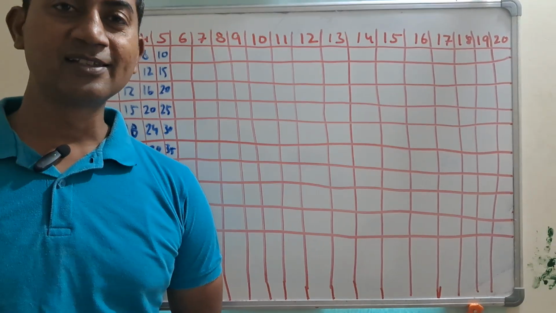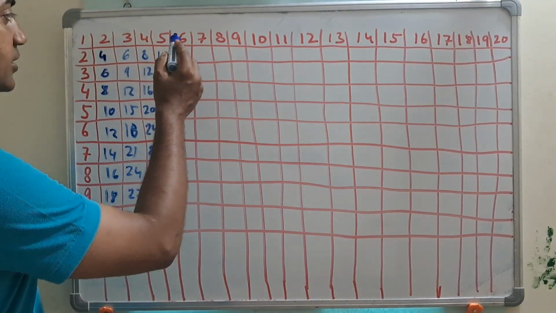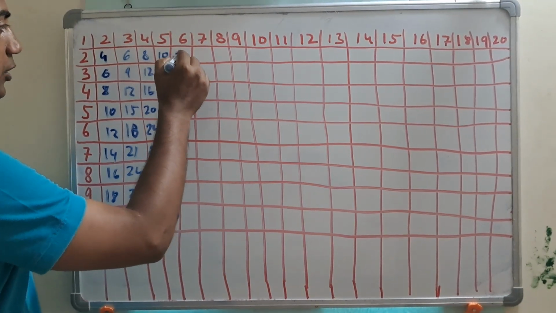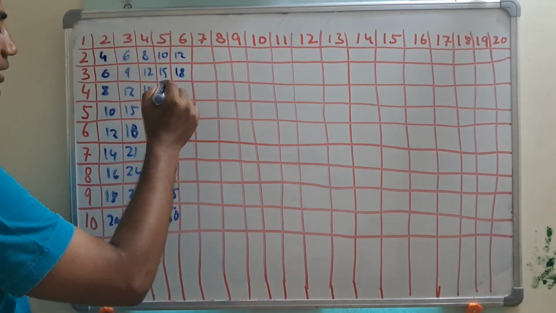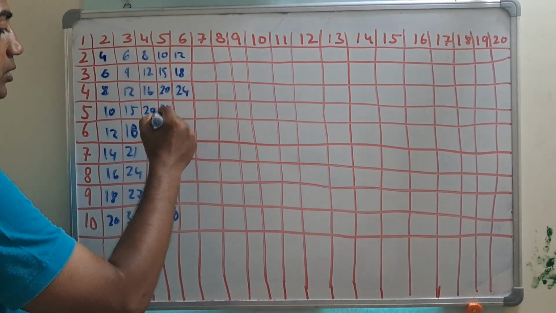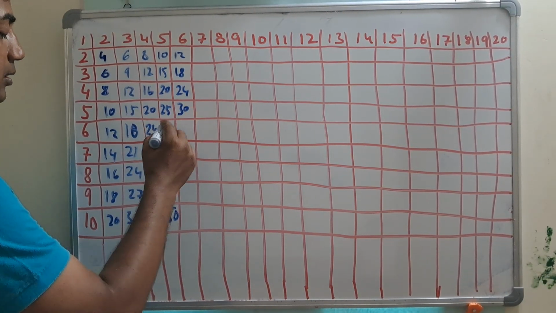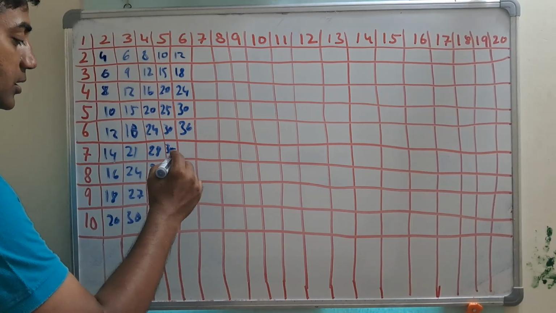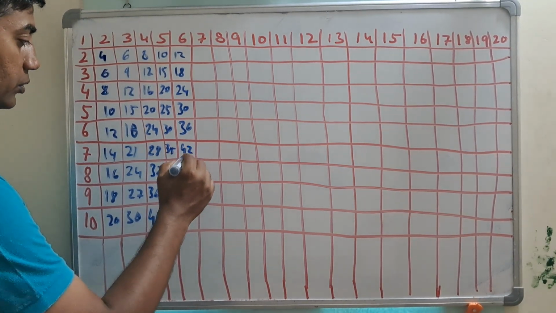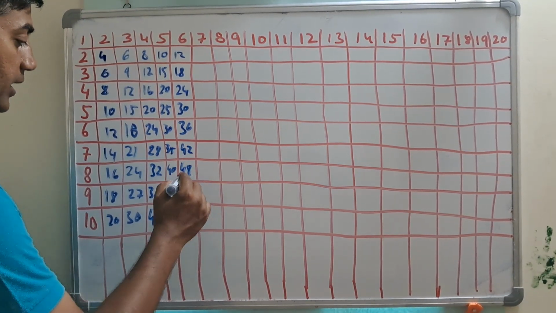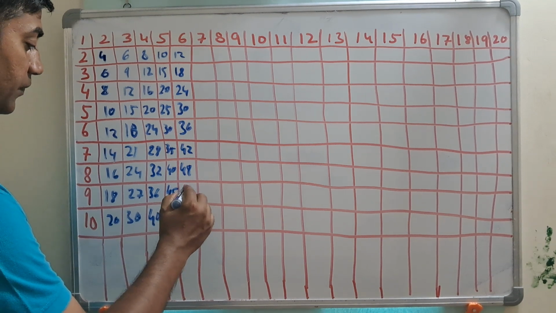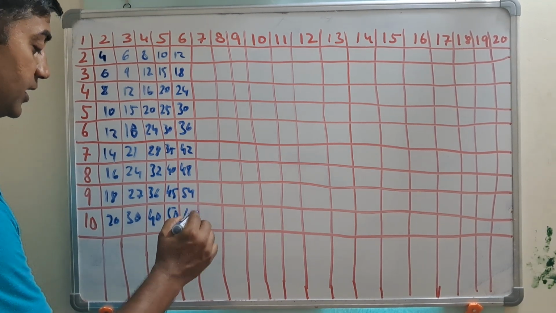Our next table is 6. 6 1 ja 6, 6 2 ja 12, 6 3 ja 18, 6 4 ja 24, 6 5 ja 30, 6 6 ja 36, 6 7 ja 42, 6 8 ja 48, 6 9 ja 54, 6 10 ja 60.